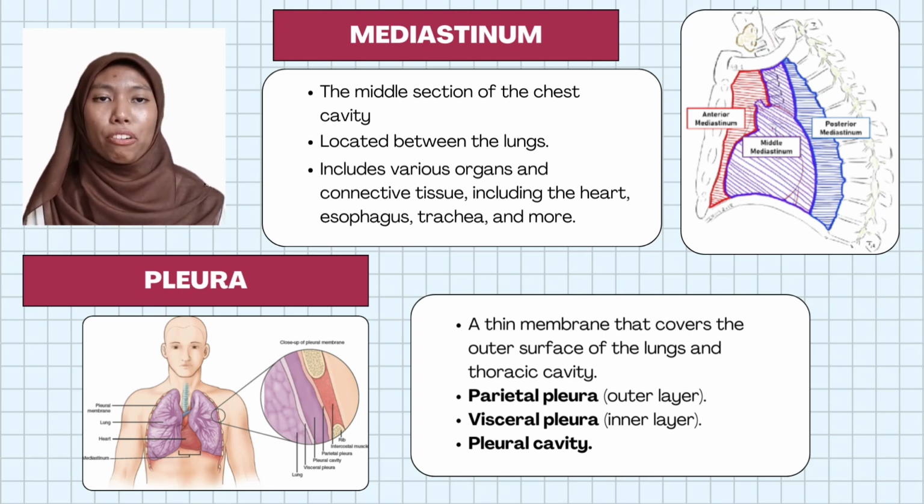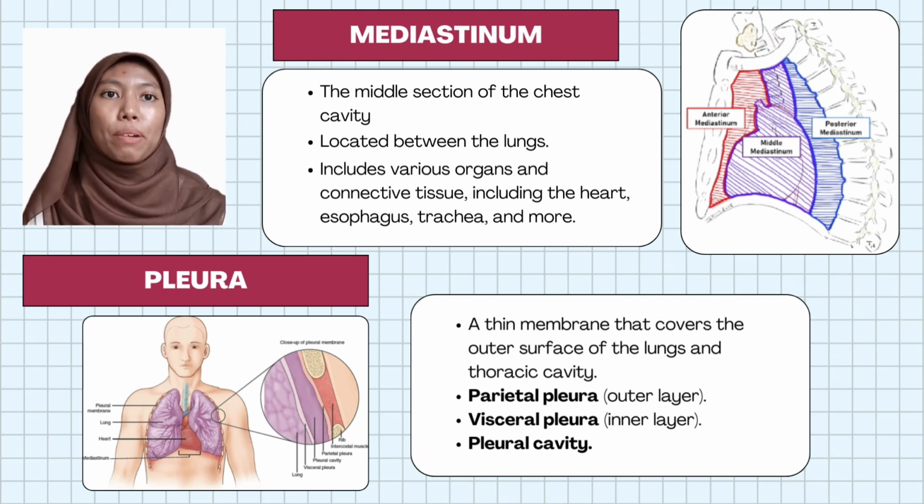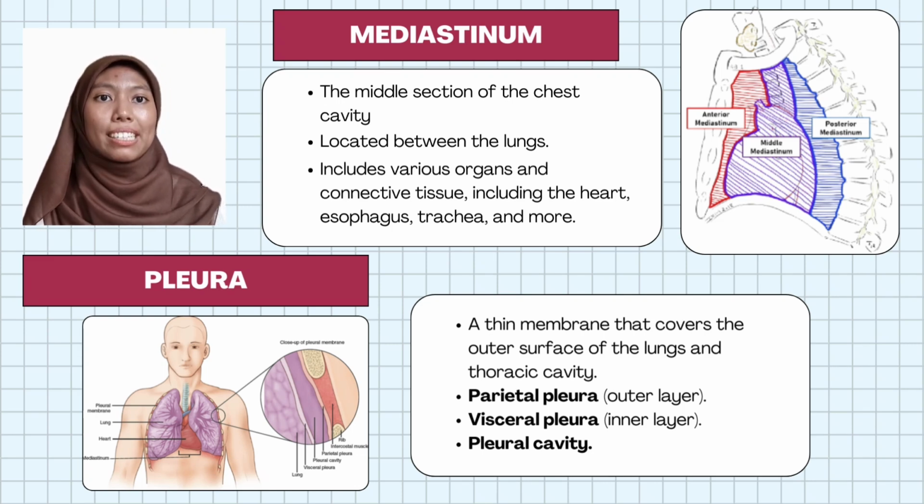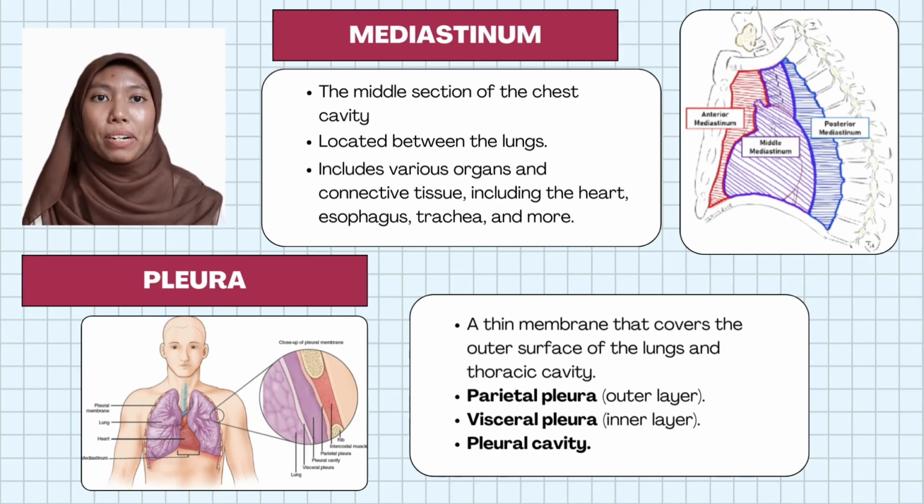There are three types of pleura. The parietal pleura is the outer layer attached to the chest wall. Parietal refers to the walls of a cavity. The visceral pleura is the inner layer that directly covers each lung. Visceral refers to the internal organs. Lastly, the pleural cavity or pleural space is the thin, fluid-filled space between the parietal and visceral pleural membranes.